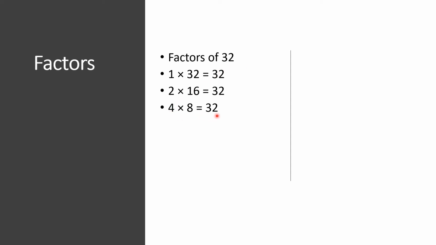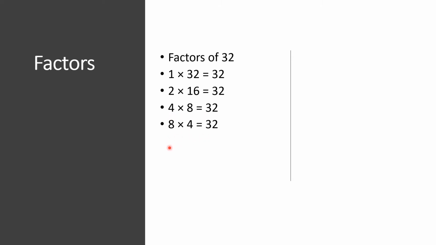4 8s are equal to 32. Then it is not divisible by 5, not 6, not 7, but by 8. 8 fours are equal to 32. Now 8 and 4 are repeating. 4 8s and 8 fours. That's why we will stop here.